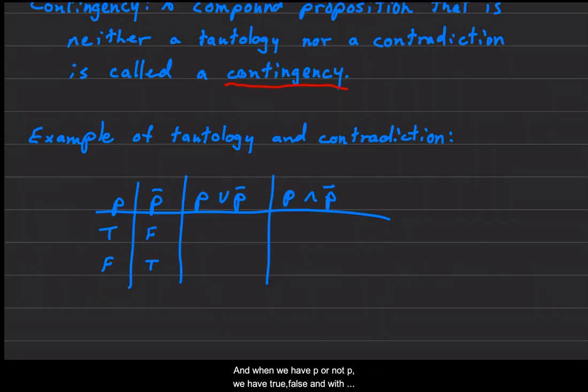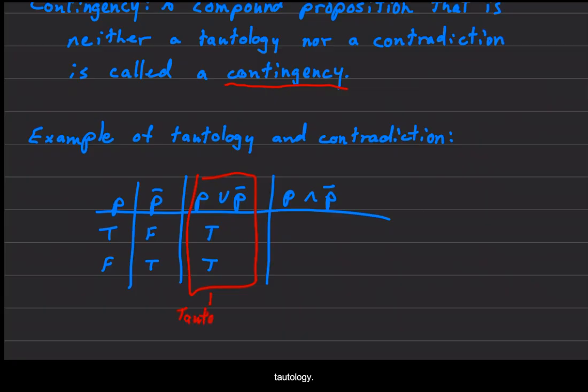And when we have P or not P, we have true, false. And with an or, that will result in true. Then we have false and true, which results in a true with an or. So that is our tautology, because this is always true.